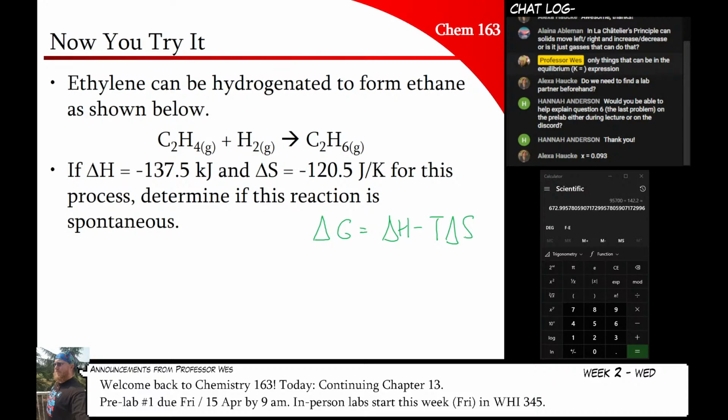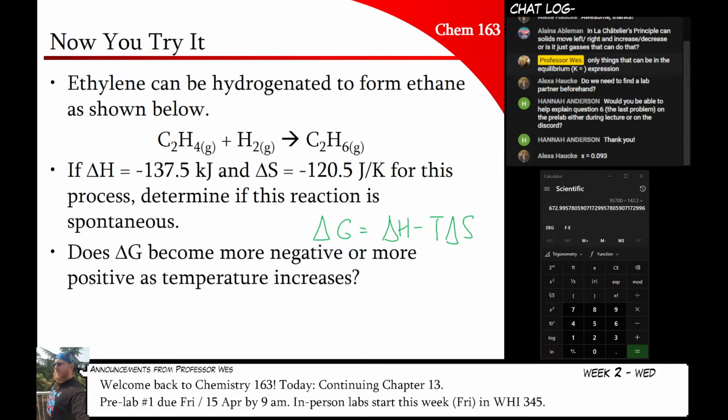There's the expression again. I want you to tell me if this reaction is spontaneous, and does delta G become more negative or more positive as I increase the temperature, and at what temperature, if any, this becomes spontaneous. So we'll add that one down here. At what temp is it spontaneous?